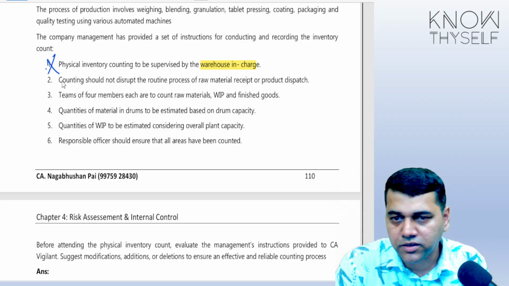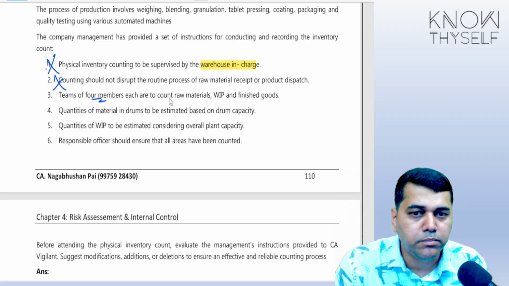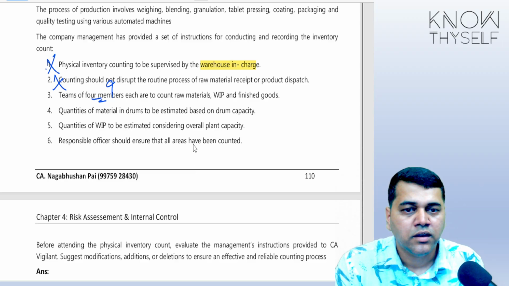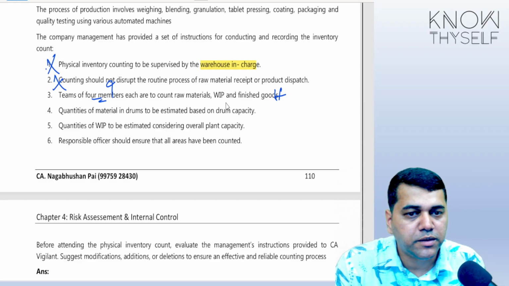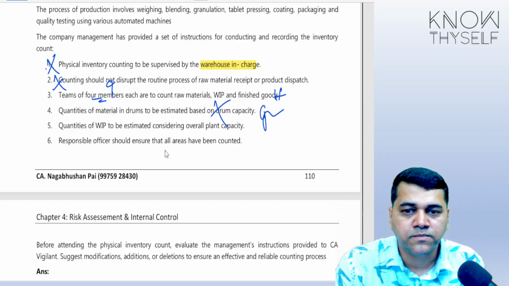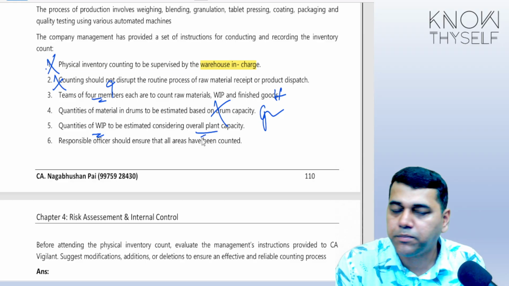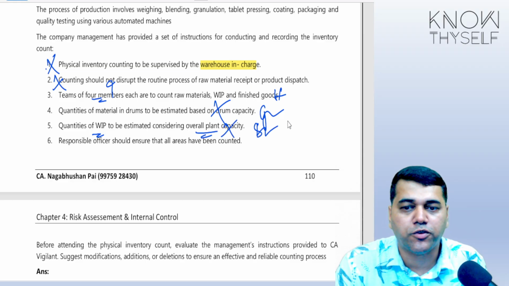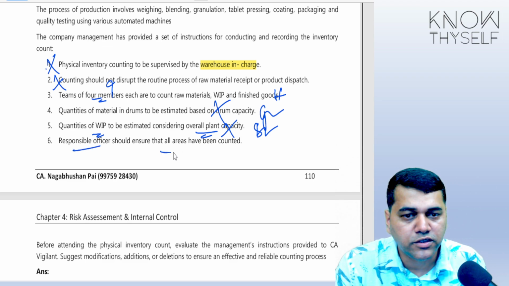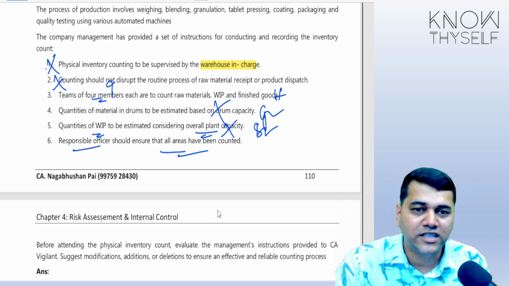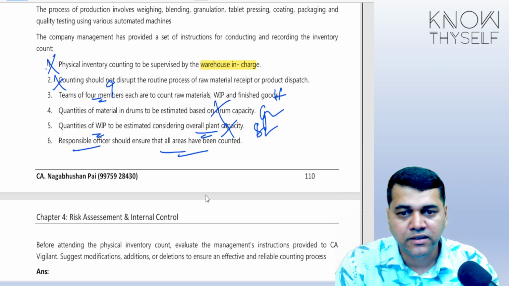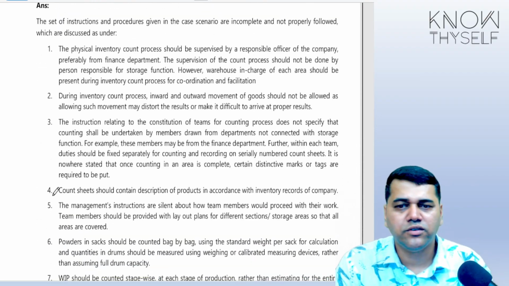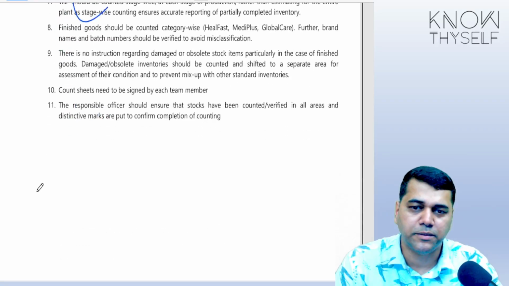Counting should not disrupt. No. The team has 4 members. Each is to count the raw material and work in progress, but from where they are selected and how they are going to do it is not stated. Quantities of material in drums to be estimated based on drum capacity. No, use a gauge. Quantities of work in process using plant capacity. No, you have to see the stages of production. The responsible officer should ensure all the areas are counted. So they have to sign the document, they have to seal it, they have to cross-verify. Okay, these are all the same points. I think we'll skip it. We'll proceed further.